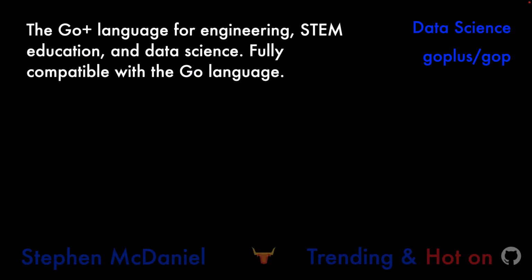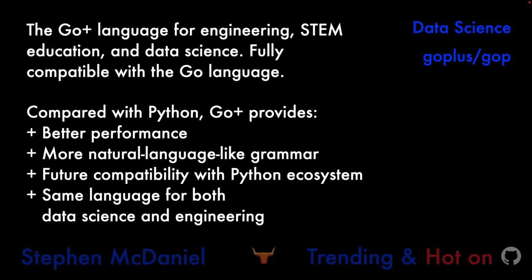Our first project is the Go+ language, specifically oriented at engineering, STEM education, and data science. Of note, it's fully compatible with the powerful Go language. Compared with Python, Go+ provides superior performance, more natural language-like grammar, future compatibility with the Python ecosystem, and the ability to use the same language for both data science and engineering projects. It's 18 months old. Of course, the Go language is much older.